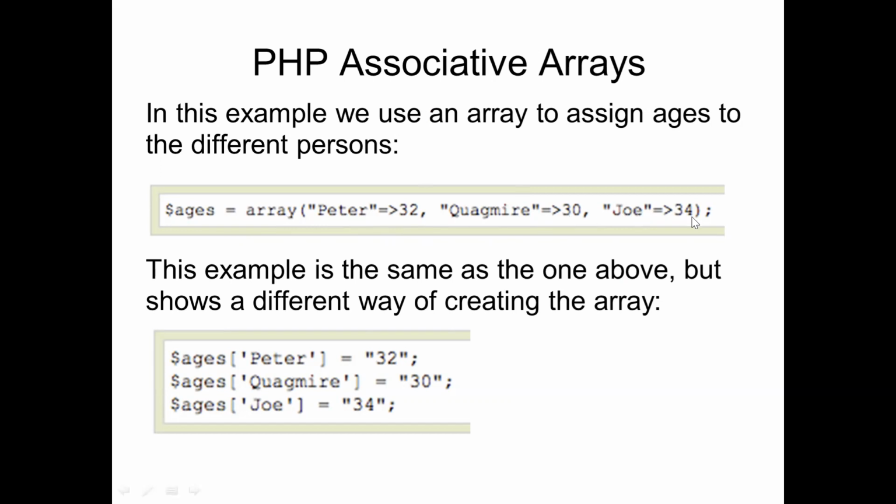That is age of Peter is 32. Okay, so for each and every value, I am just making it as a key value pair. That is what we say as associative array. So whenever I wanted to retrieve the age of Peter, I have to give $ages of Peter, which is equal to 32. Okay.